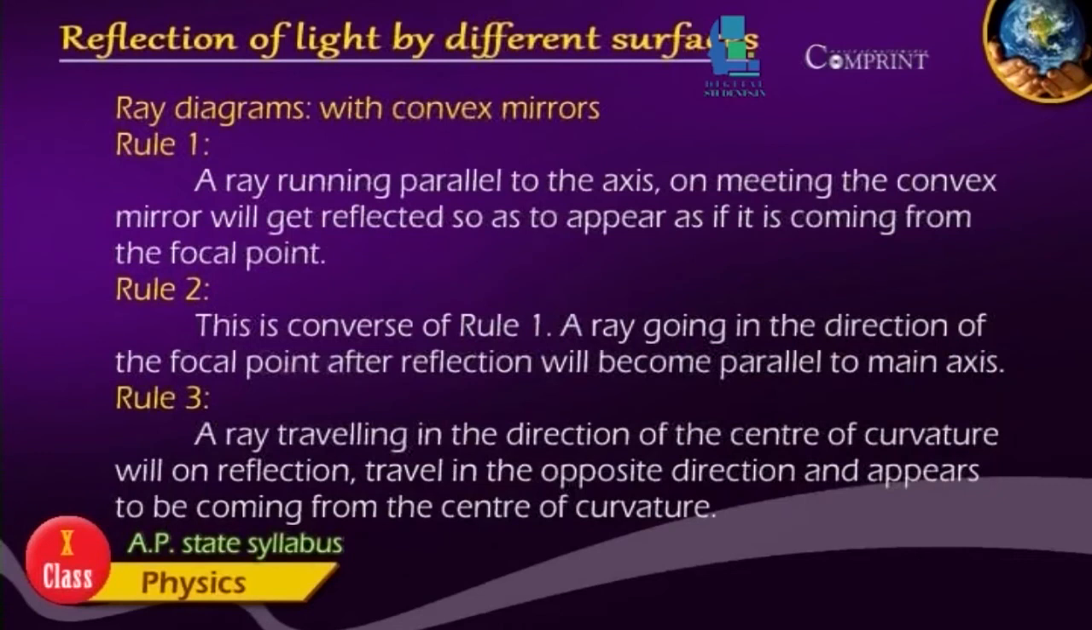Ray diagrams with convex mirrors. Rule 1. A ray running parallel to the axis on meeting the convex mirror will get reflected so as to appear as if it is coming from the focal point. Rule 2. This is the converse of Rule 1. A ray going in the direction of the focal point after reflection will become parallel to the main axis. Rule 3. A ray traveling in the direction of the center of curvature will on reflection travel in the opposite direction and appear to be coming from the center of curvature.